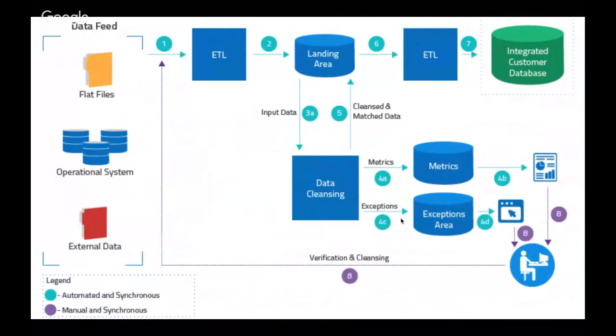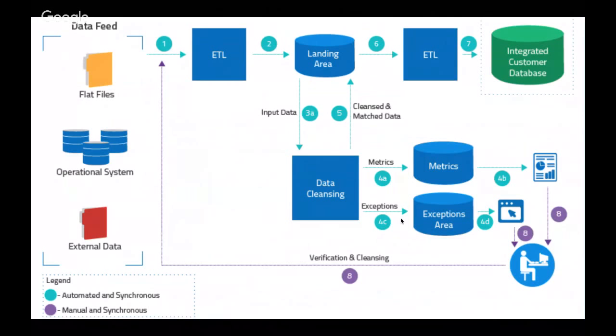So here we have the framework of the ETL system, something along the lines of what we discussed in our previous slide, but again, I'll give a little bit of testing overview in this framework. You see we have the data feed on the extreme left: flat files, operation system, and external data. And there is a green dot which talks about the automated and synchronous testing techniques being involved. The data feed can be fed to the ETL system, for extraction, transformation, and loading, via automation and synchronous methods.